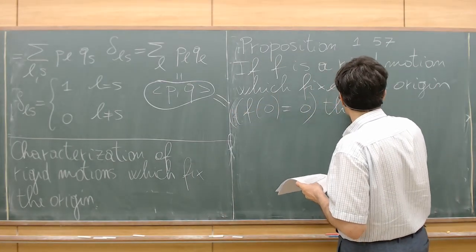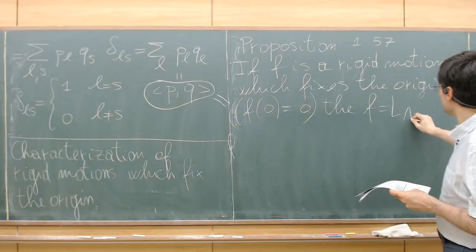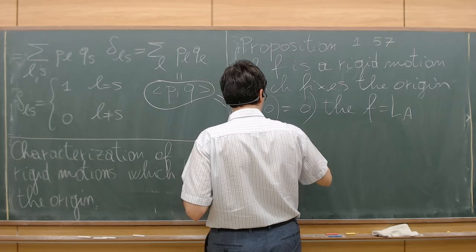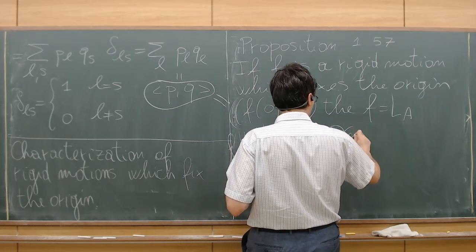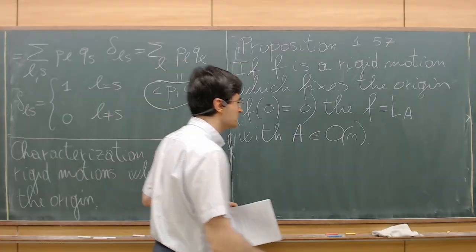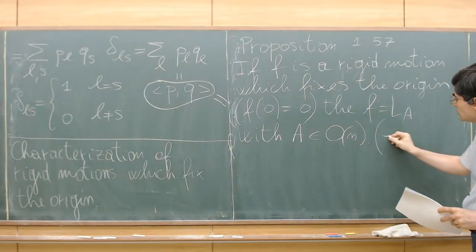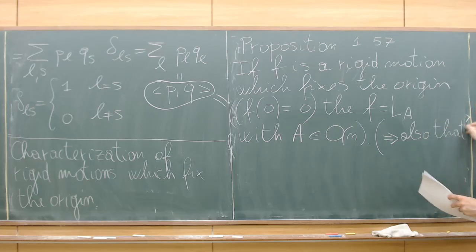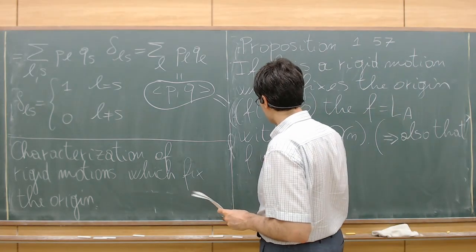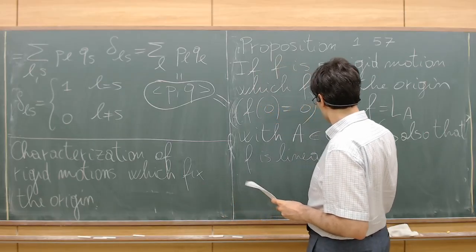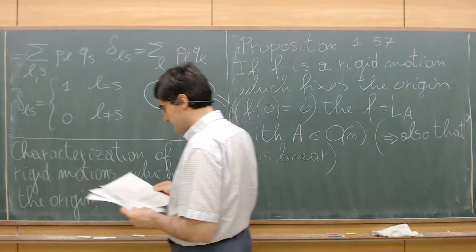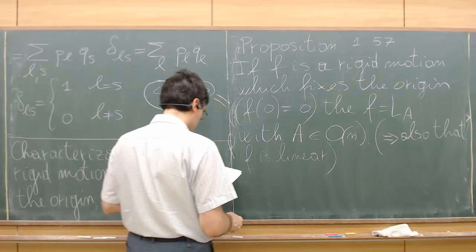then F is equal to LA with A in O(n). In particular, this implies also that F is linear because LA is a linear transformation. Okay, let's prove this.